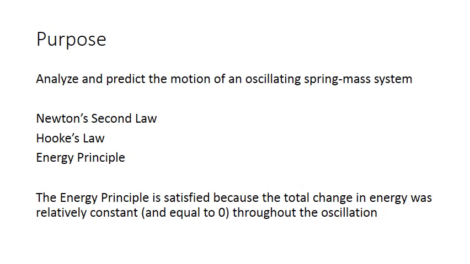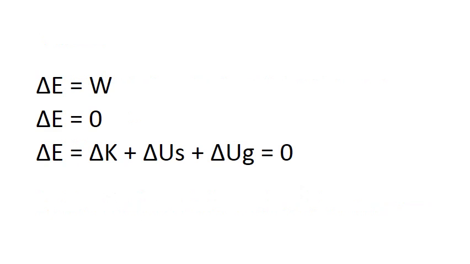The findings concluded that the energy principle was satisfied because the total change in energy was relatively constant throughout the oscillation. The energy principle states that change in energy is equal to work. Since there is no work being done on the system, the change in energy is equal to zero. Therefore, the components of the change in energy of the system, change in kinetic energy, change in potential energy due to the spring, and change in potential energy due to gravity all added together should be equal to zero.